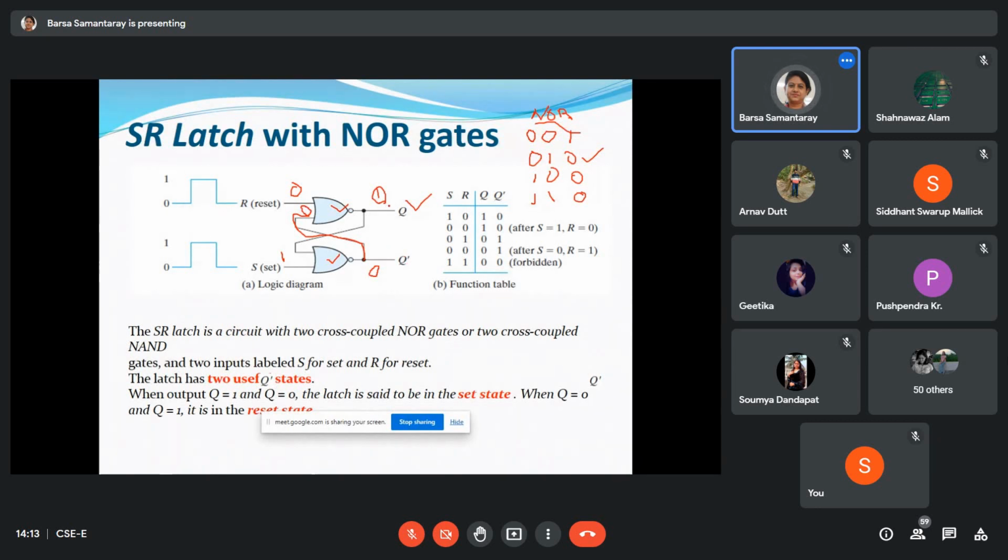But if somebody asks what the state of this latch is, you can say that the output is 1. In which condition? If the set value is 1 and the reset value is 0, then the output is 1. We have to check that Q and Q dash complement each other. Here this is 1, this is 0. First condition. Have you understood?